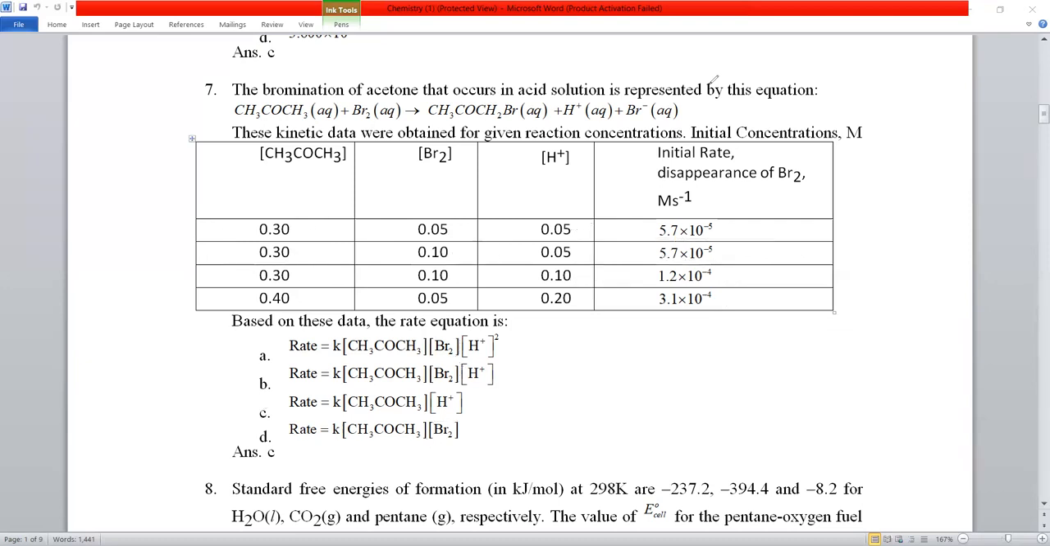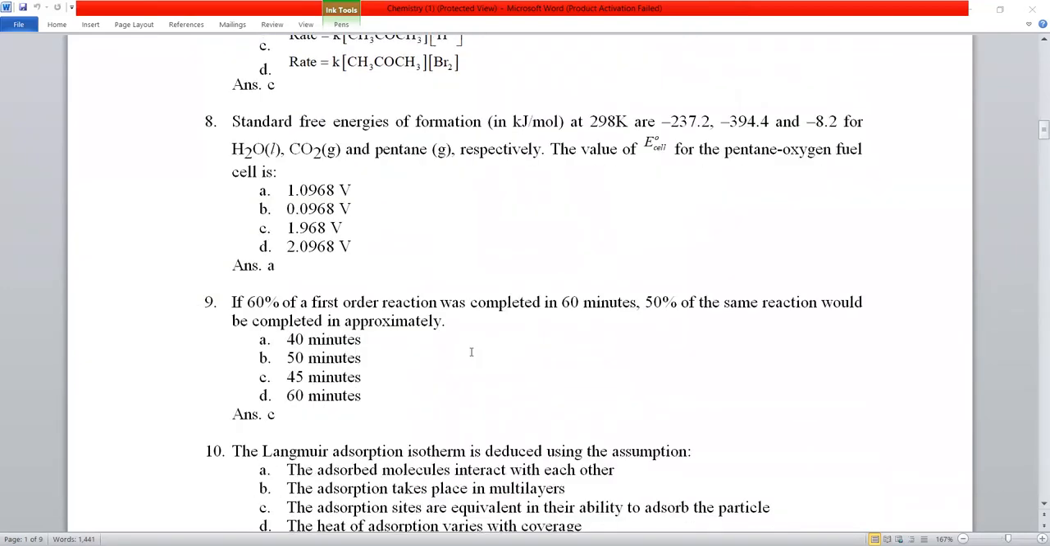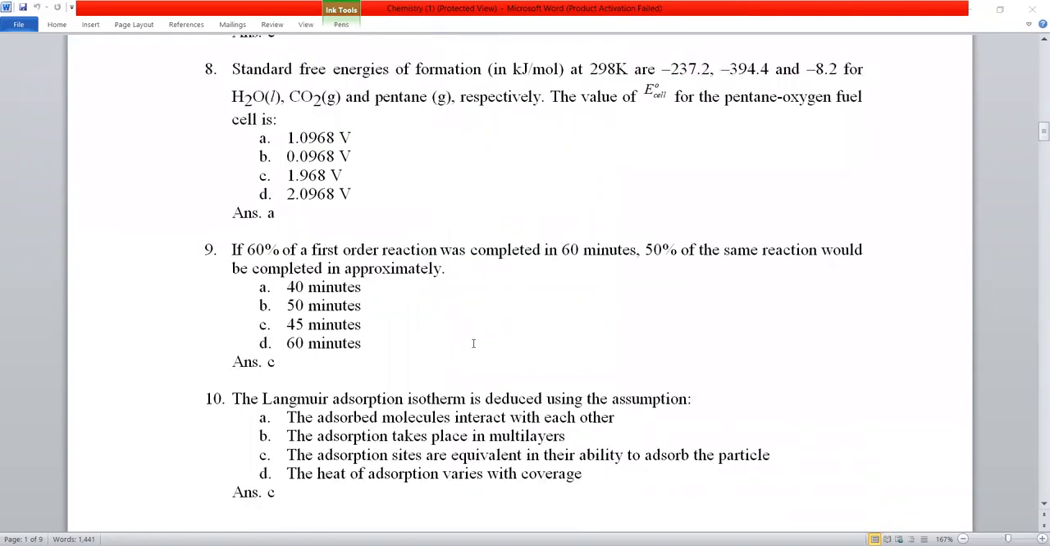Next, question number 8, students. The standard free energies of formation they have given: minus 273, minus 394, minus 8.2 for H2O, CO2 and pentane respectively. For the value of E naught cell for the pentane oxygen fuel cell they're asking. So it is a very lengthy question, students.